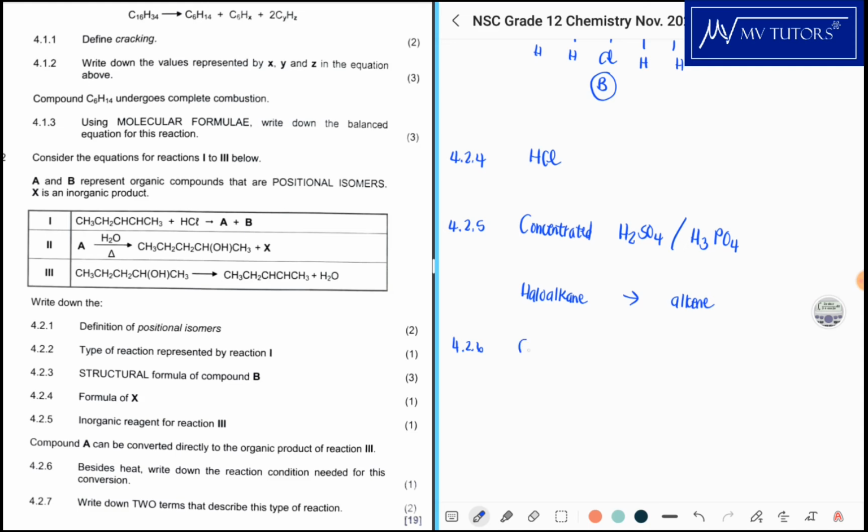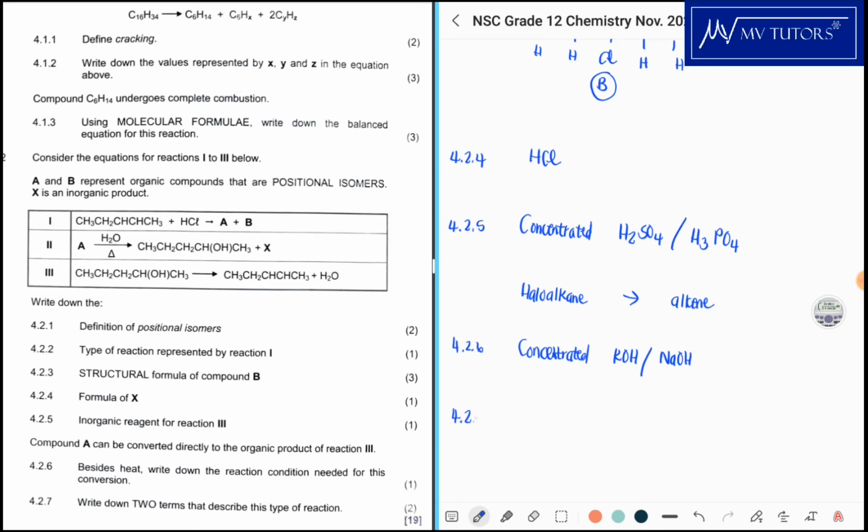You could say, apart from heat, we can have another reaction condition, concentrated strong base, either potassium hydroxide or sodium hydroxide.